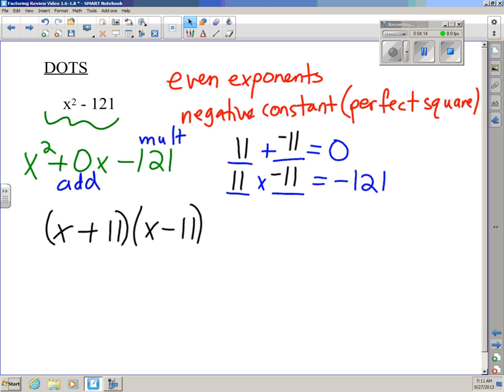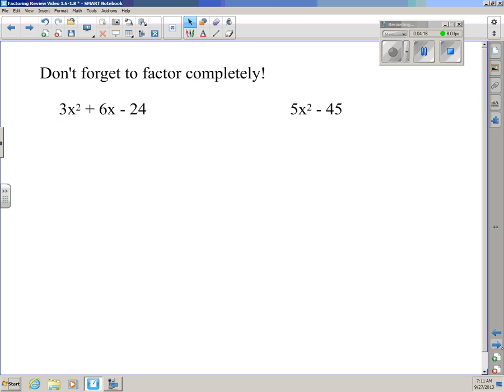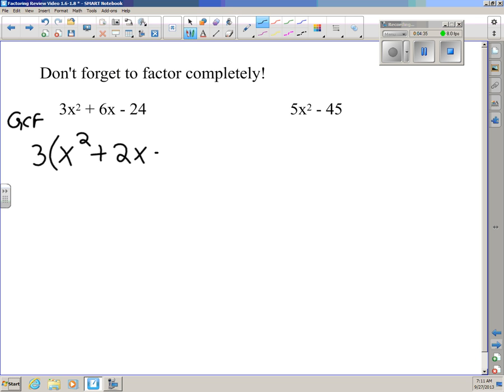Those are the 4 ways to factor, but don't forget, you can also factor completely. You might have to do 2 methods in one problem. For this example, I think I should factor out first the GCF of 3. I get x squared plus 2x minus 8.